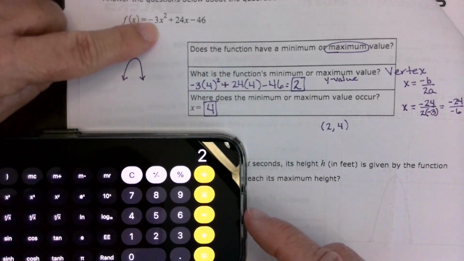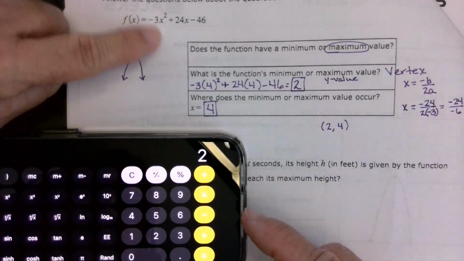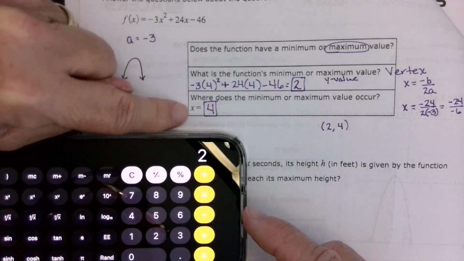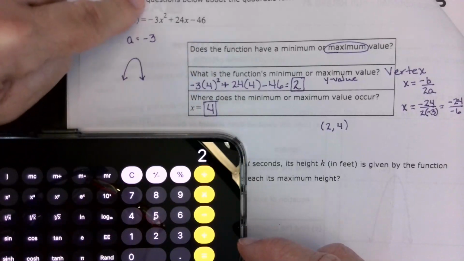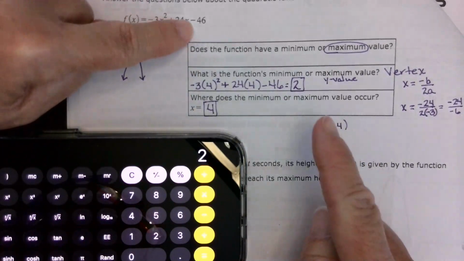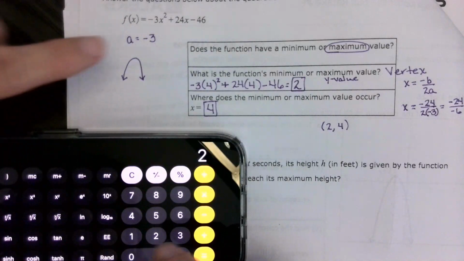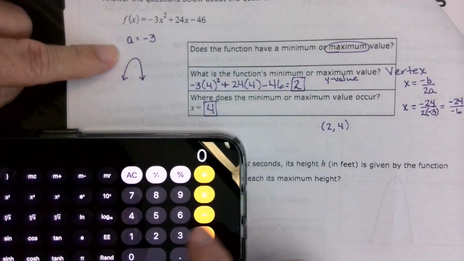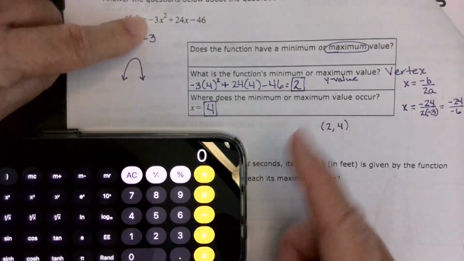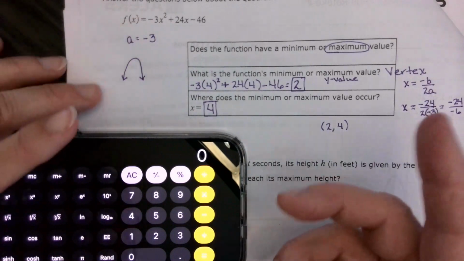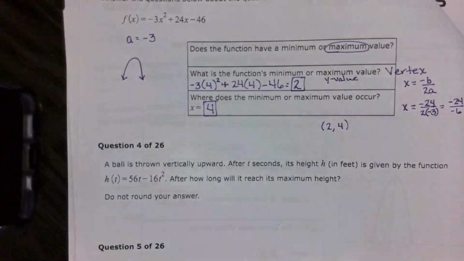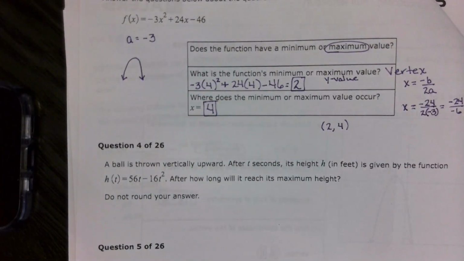If I plug in 2 into, oh, I'm sorry, that's what I did. I checked my answer. I plugged in 4 and I should get 2, but I was doing it the other way. So hold on just a second. I was plugging in a 2 instead of that. So anyway, that will do. Sorry, I just screwed that problem up, but it's right.